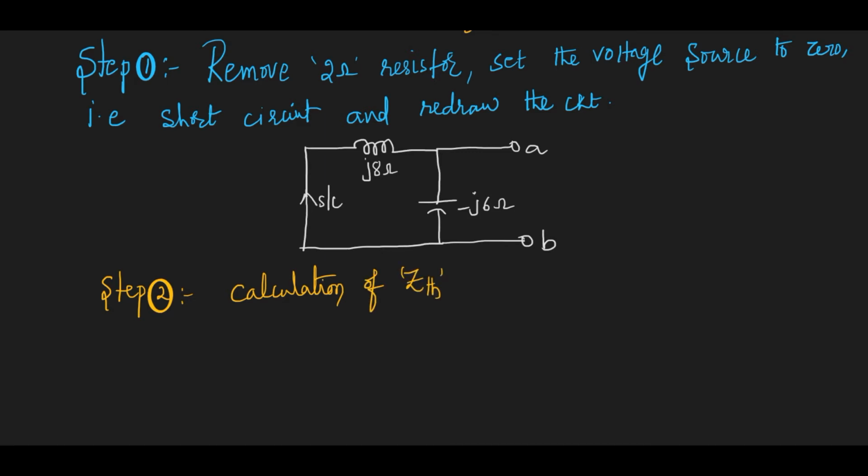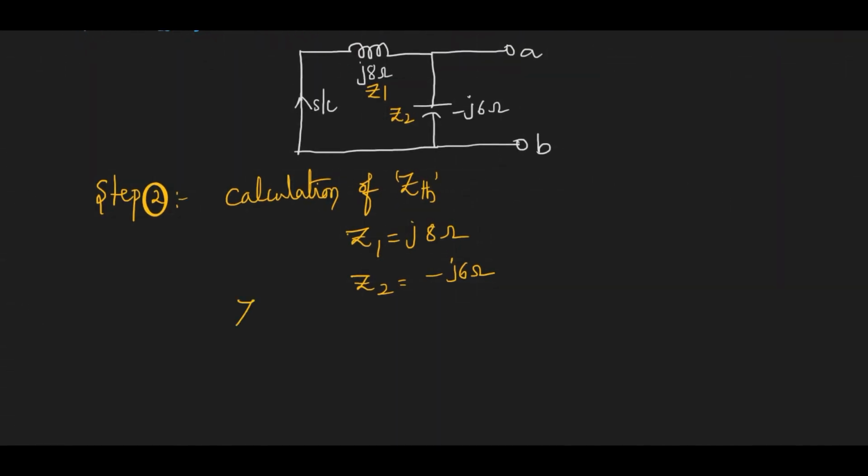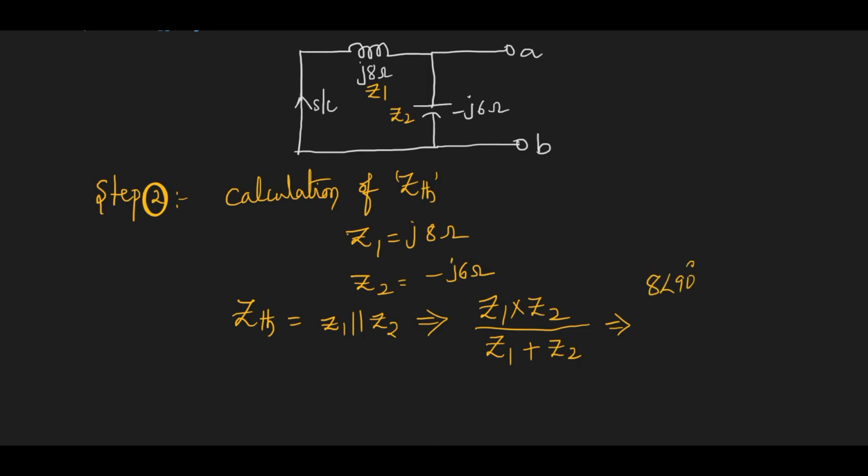To calculate this ZTH, we must know that j8 ohm will be Z1 and minus j6 ohm will be Z2. Therefore, Z1 is equal to j8 ohm and Z2 is equal to minus j6 ohm. Now from the network, your ZTH will be Z1 parallel with Z2, that is Z1 Z2 by Z1 plus Z2, that is equal to 8 at an angle 90 and 6 at an angle minus 90 by the sum of those values, which will be 2 at an angle 90.